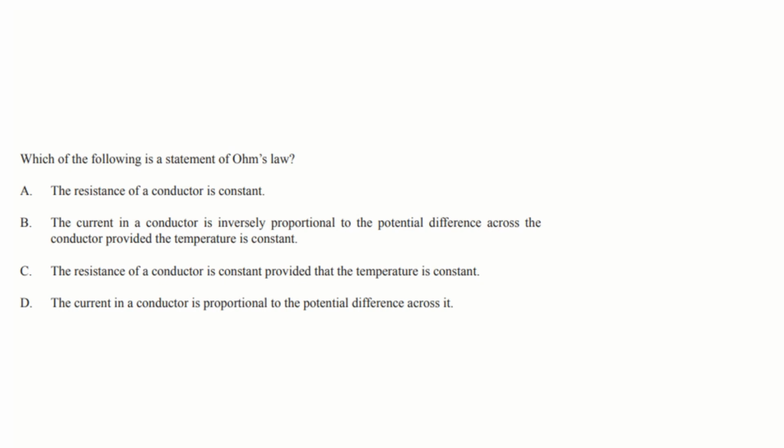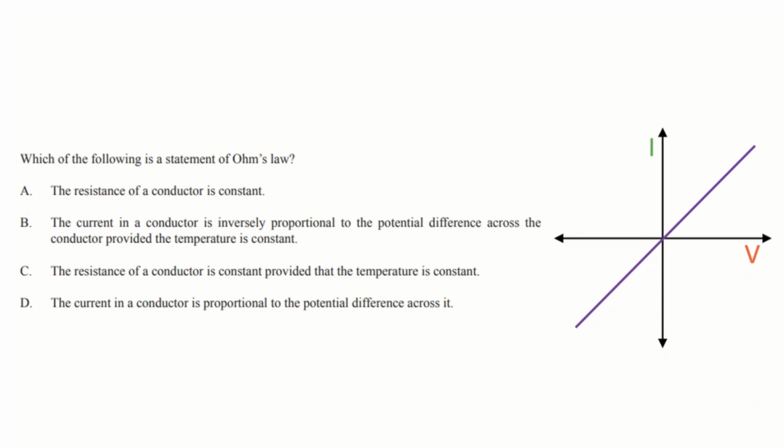Now, when we're looking at Ohm's law, what I suggest is always a good idea is to think about what we mean by an ohmic conductor. An ohmic conductor has the following characteristic curve, which is a nice straight line through the origin. What this means is that if we take the resistance of the ohmic conductor, we see R equal to V over I, then we end up with a constant resistance. So really what we're looking for is something about constant resistance.